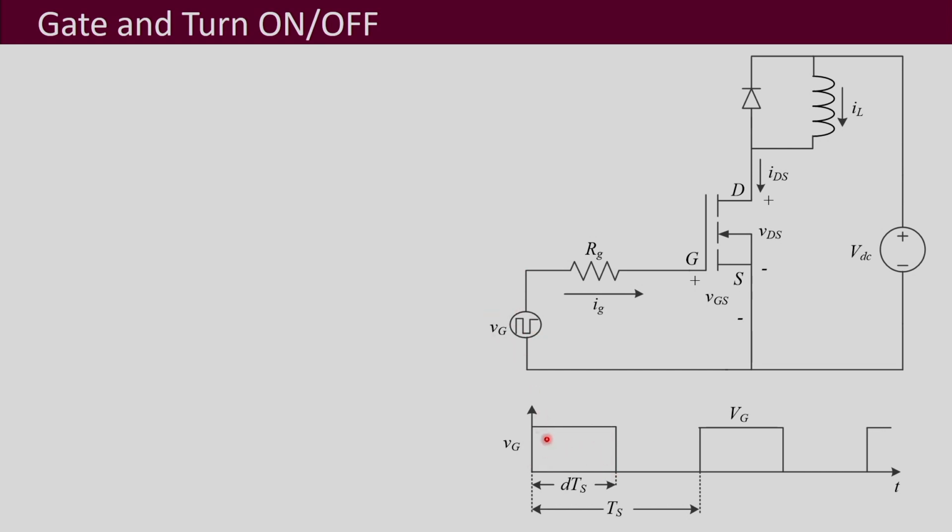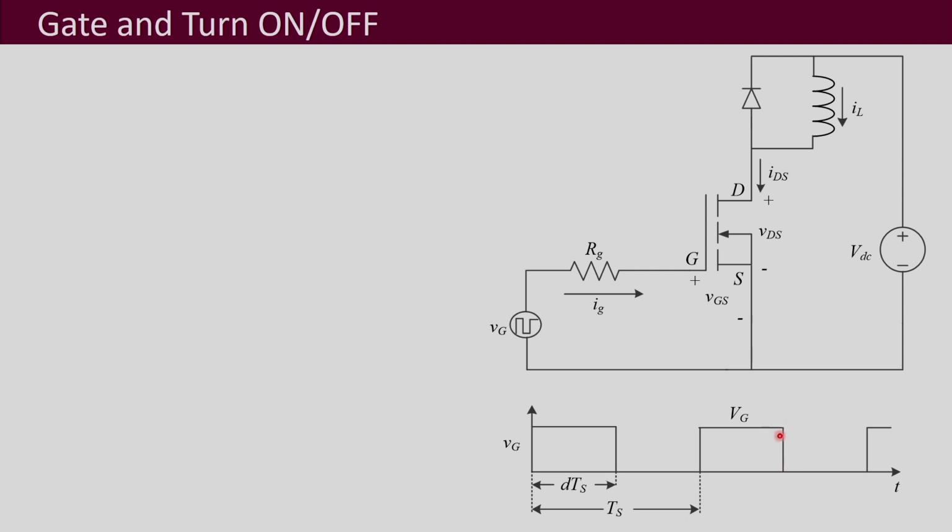You have DTS as the duty ratio times the time period, and TS is the switching time period. For the DTS time period it will be high, which means it is supposed to turn on the MOSFET, and for the rest of the time it is low, which is going to turn off the MOSFET, and it reaches this voltage of capital VG. Here, for simplicity, I have shown these as an instantaneous increase and decrease, but in reality it will not be so, and we will see that in a while.